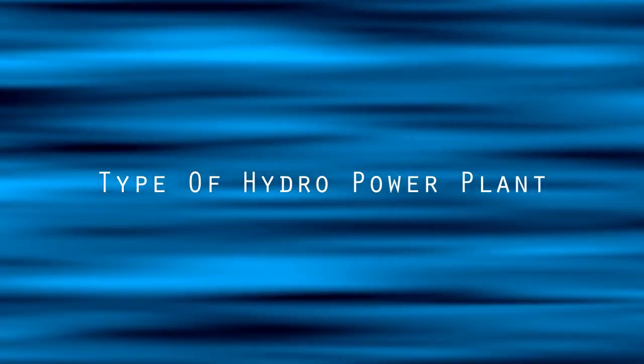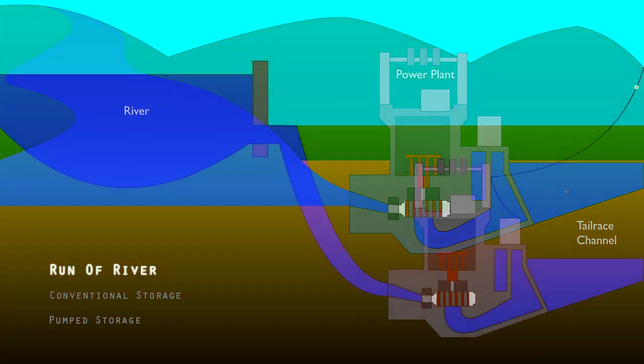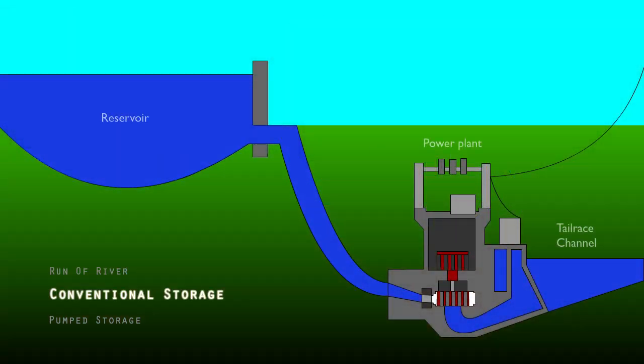Types of hydropower plant. Run of river: water is diverted from the river, routed through the project, and finally left back to the river at a lower level downstream. Conventional storage: a large hydropower system uses a dam to store river water in a reservoir. Water released from the reservoir flows through a turbine, spinning it, which in turn activates a generator to produce electricity.